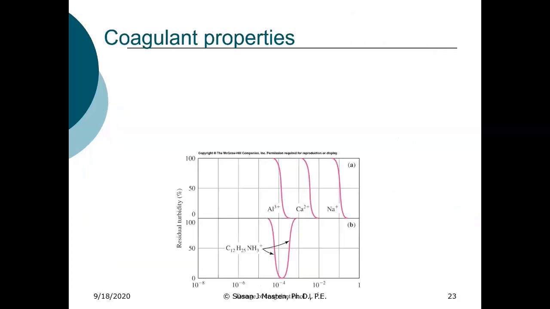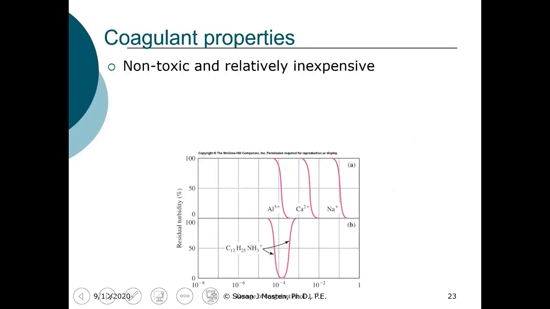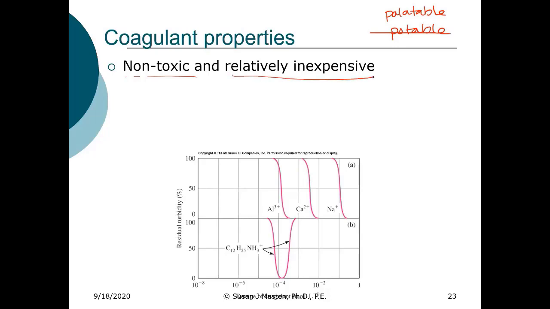So in terms of coagulant properties, what we want from a coagulant is something that is non-toxic. Remember, we're looking at producing water that is palatable and potable. If we add a coagulant that's toxic, the water isn't going to be potable. We also want a coagulant that is relatively inexpensive. One of the problems with a lot of the organic polymers is they're very, very expensive, and so that increases the cost of producing water.